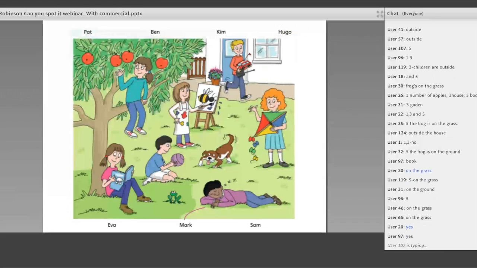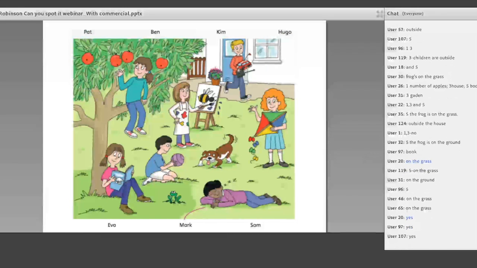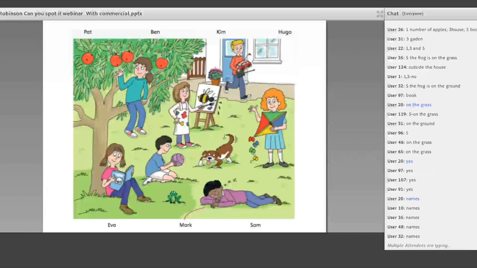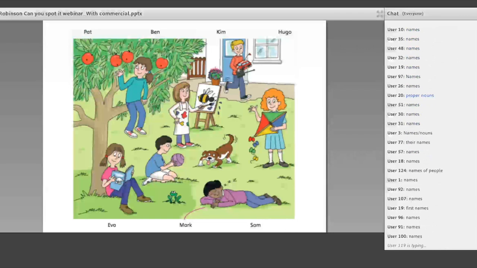Okay, let's go back to this picture. Now, can you see that above and below the picture there are some words? What kind of words are these? Okay, they're names, they're proper nouns. Names of people, yes. First names, yes. And what do you think it might be useful to train our students to spot about these names?